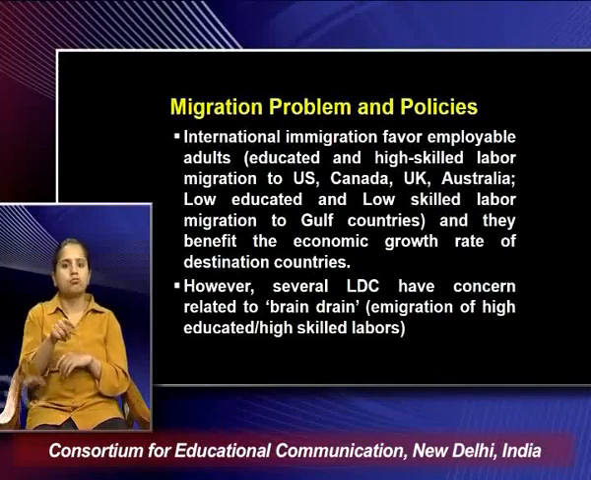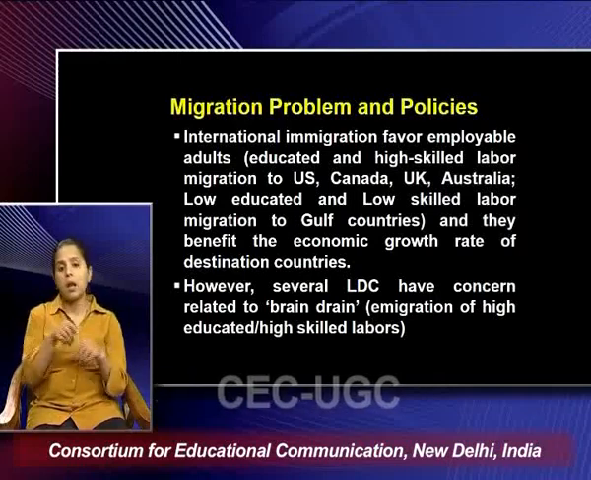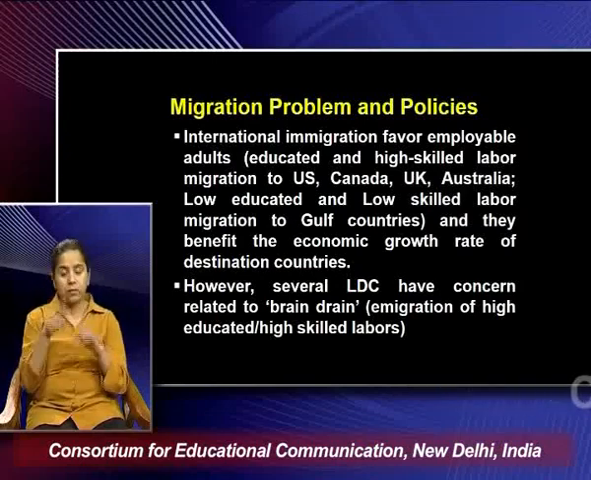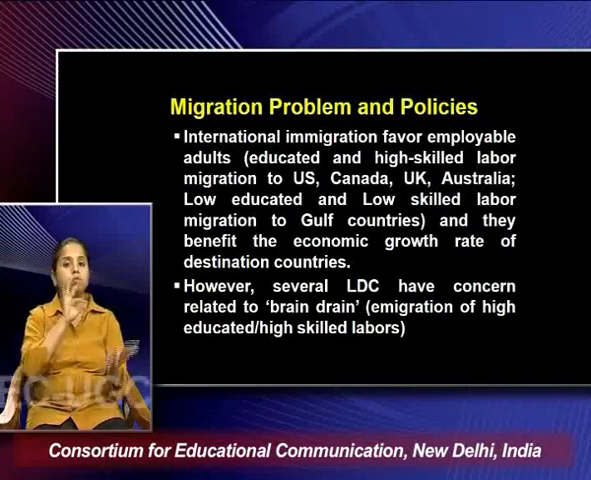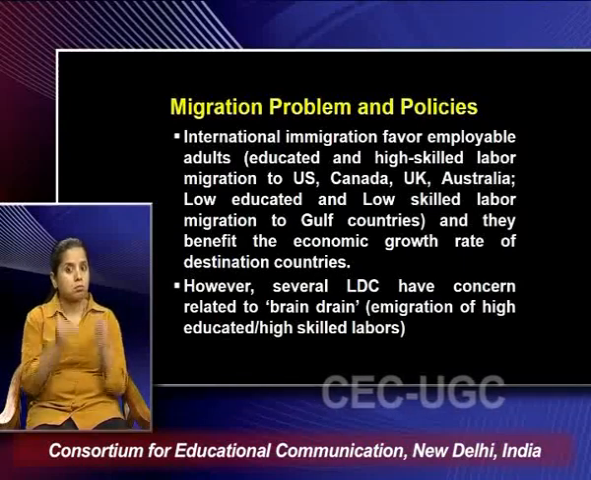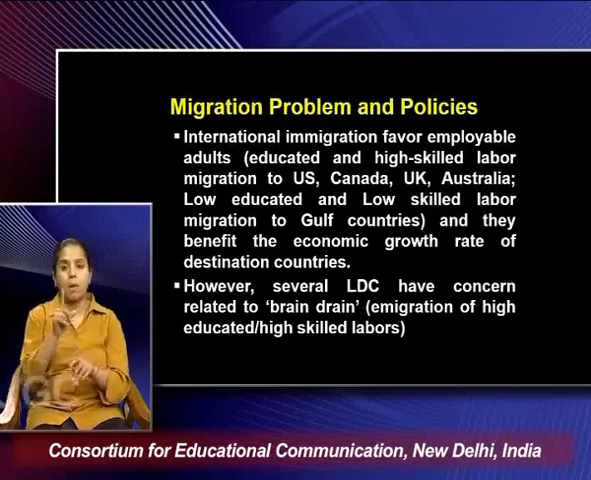If you look at international immigration, basically they favor employable adults. Most of these international migrations, which are happening in the United States, Canada, United Kingdom and Australia, are actually hiring young adults with a very good skill set and education. They are welcome. Of course, the number is restricted on an annual basis, but they are welcoming this stock.